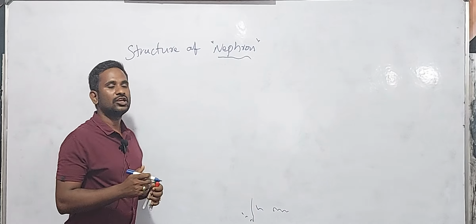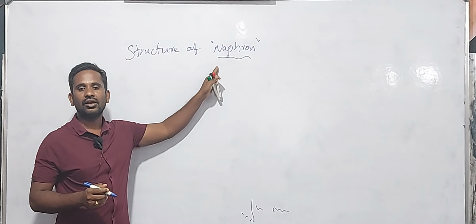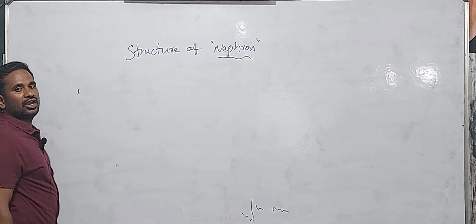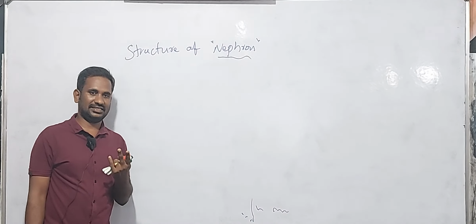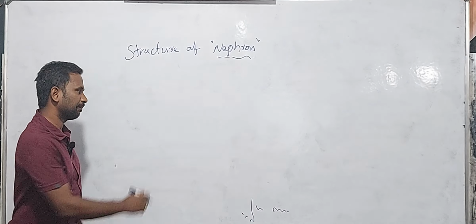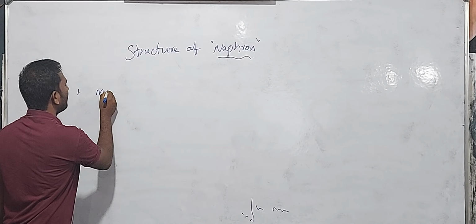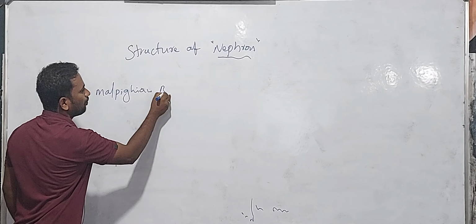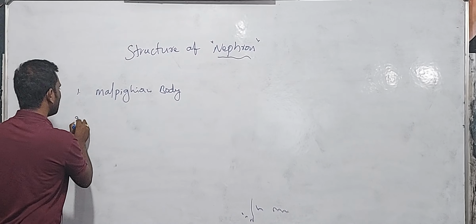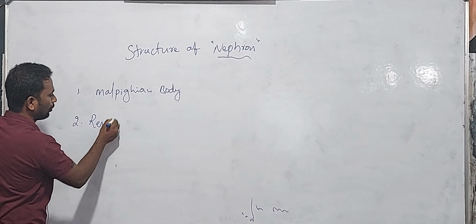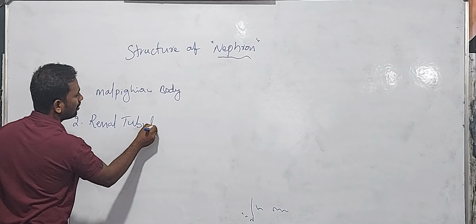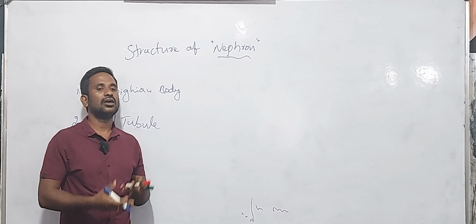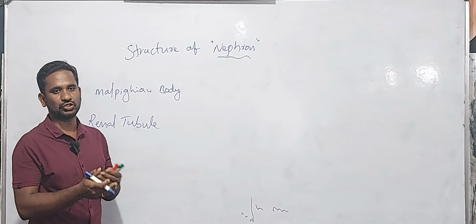In this nephron we can observe mainly two parts. One is the Malpighian body, and the second one is the renal tubule. These are the main parts present in the nephron, or uriniferous tubule.